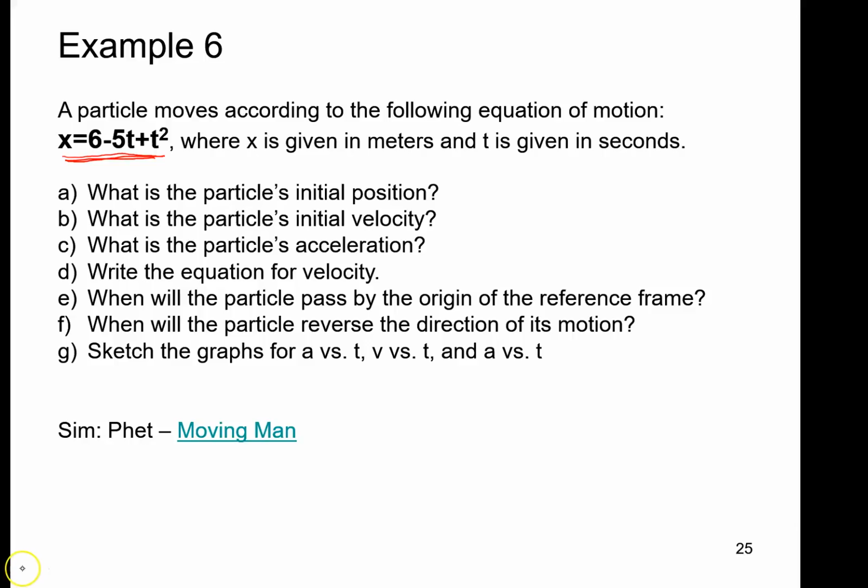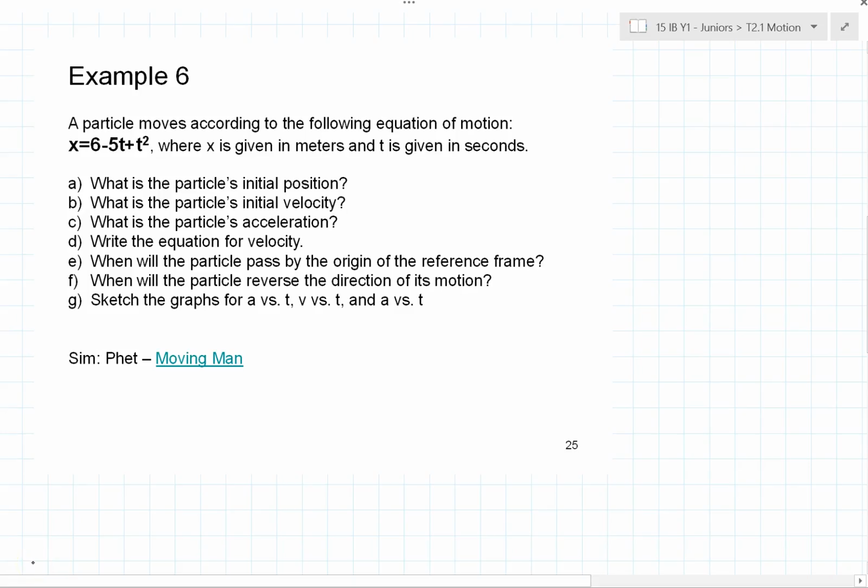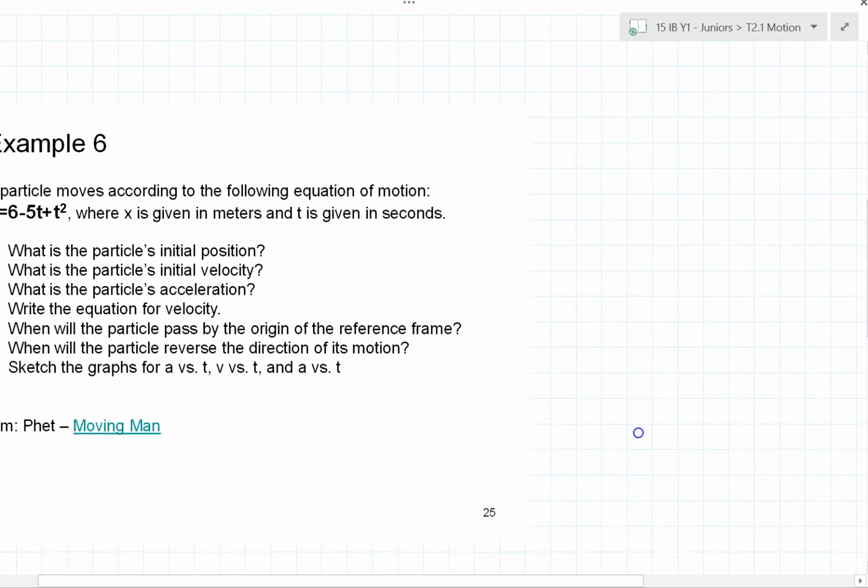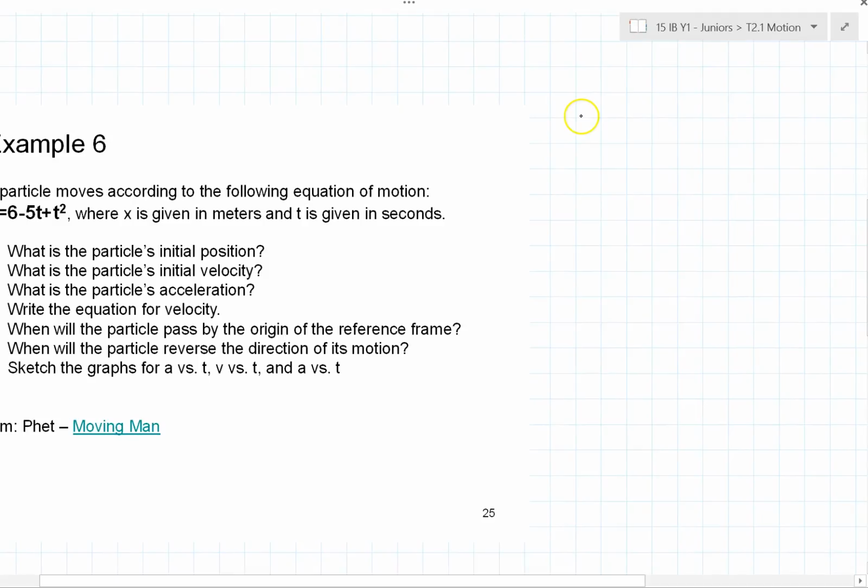So for my solution on the problem, let's start with the general equation x equals 6 minus 5t plus t squared. Let's write down the general equation of constant acceleration motion, which is x equals x naught plus ut plus 1/2 of a t squared. Notice that this equation is not on the standard IB format.